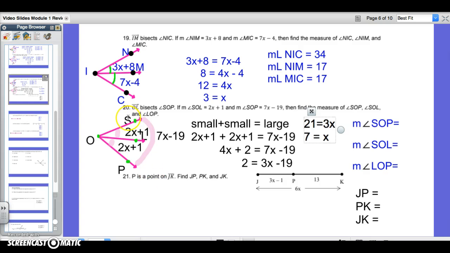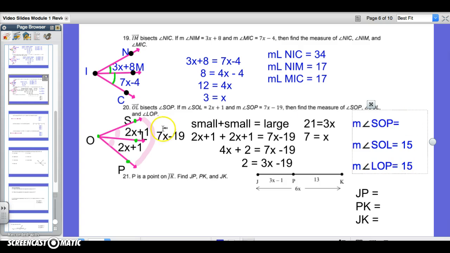So the measurement of angle SOL is the 2x plus 1. Oh, sorry, x is 7, so 2 times 7 is 14. 14 plus 1 is 15. So the measurement of angle SOL is 15 degrees. The measurement of LOP is also 15 degrees.